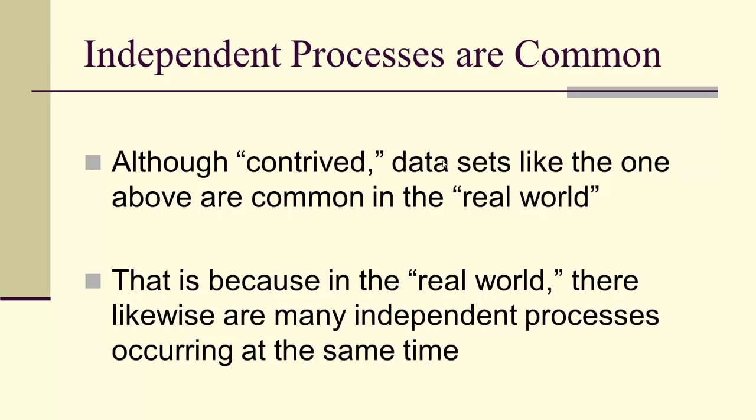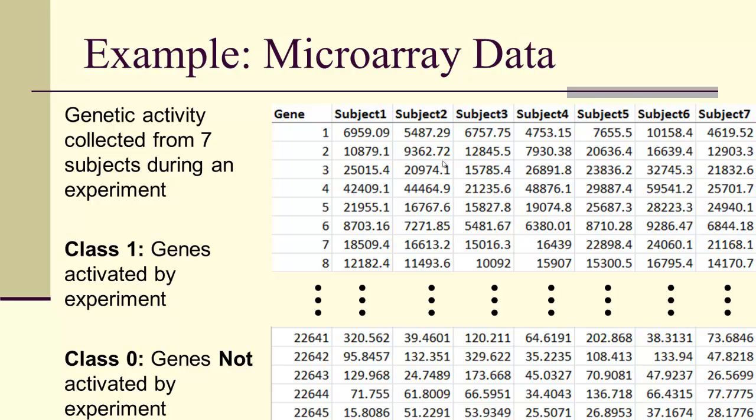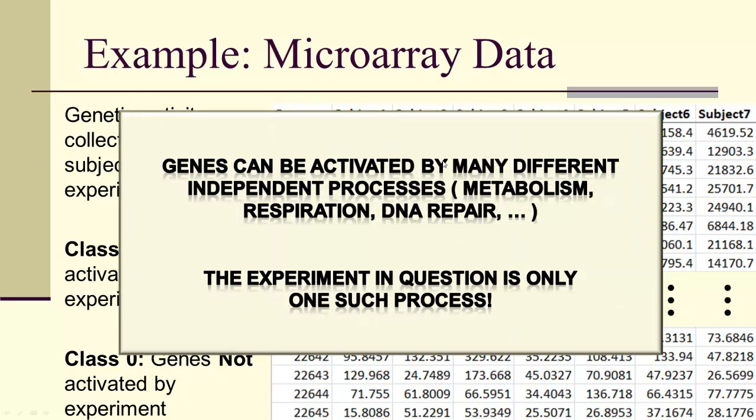For example, here's some genetic expression data, which is called microarray data, and it's collected from an experiment. This experiment is characterized by the fact that some of the genes were activated by the experiment, class 1, and some were not. But genes can be activated by many, many independent processes: metabolism, respiration, DNA repair. The experiment in question is only one such process.